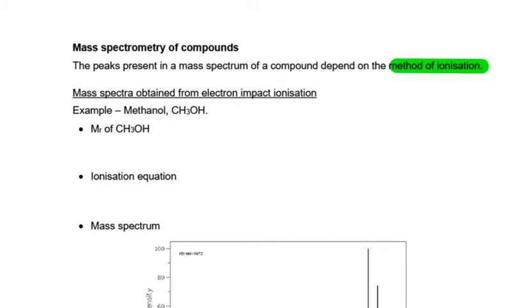Remember, that's where we fire the high energy electrons and knock off an electron. And we can write an equation for the ionisation of methanol. We take that and we knock off an electron with our electron gun. It will become methanol plus an electron.